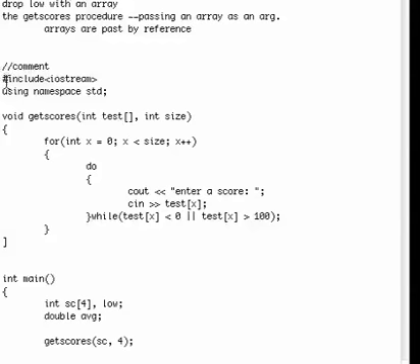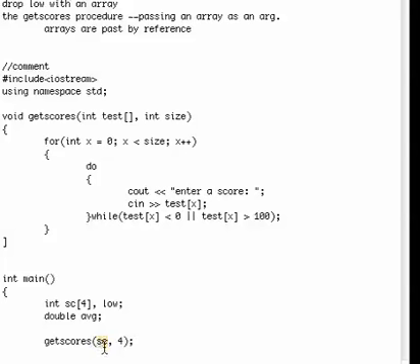My comment, my pound include, my using namespace. Here is main, and I've got an array called SC of type int. It's 4 things big. Here's low, which is an int, and average, which is a double. Now the purpose of get scores, this is a procedure, is to actually get the scores for the array, the 4 scores. An array name without its brackets, SC, is nothing but an address.